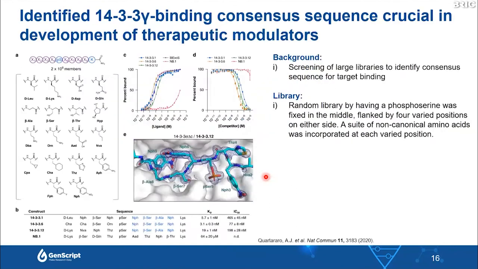In this case, from Quantararo et al., published in Nature Communications, they used a random library. What they did was fix a phosphoserine in the middle, flanked by 4 random amino acids on either side. This gives them a big peptide library of 2 times 10 to the power of 8 members, allowing them to probe and identify the consensus sequence for 14-3-3 gamma binding.